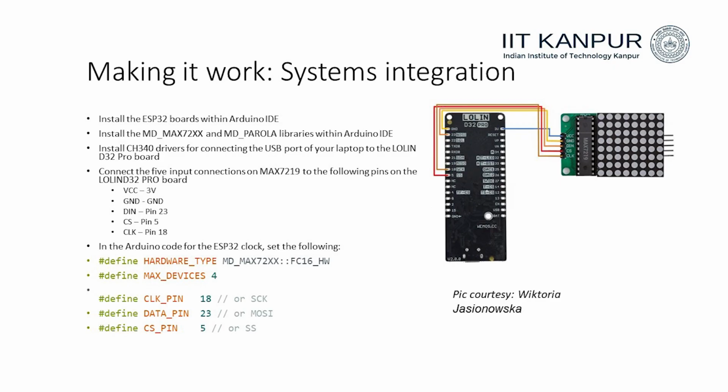Then you have to connect the input connections on this array. So there are 5 input connections to this board. This board is connected to the display. It needs power, so you supply the power. It needs data, so you connect it to a data pin of this board. And then it needs a clock to synchronize, and a chip select to select the chip. So these 5 pins on this display need to be connected to the 5 pins on this board.